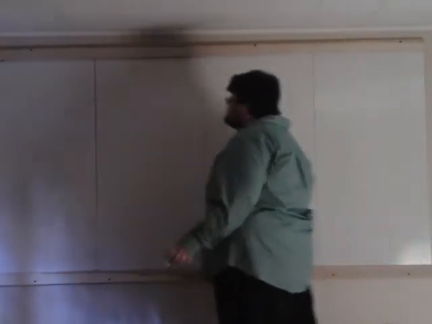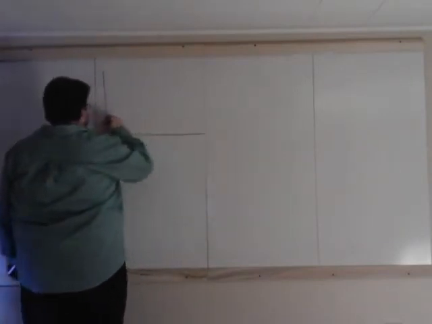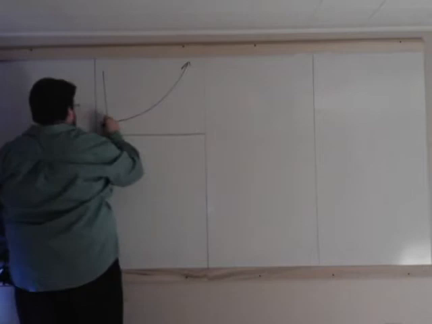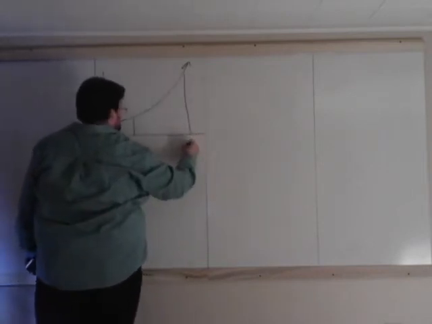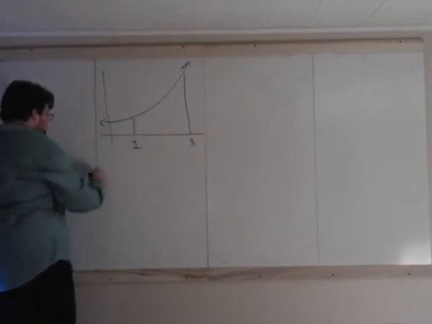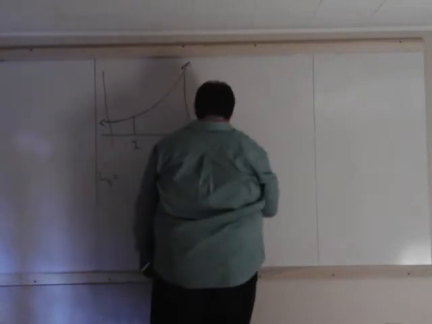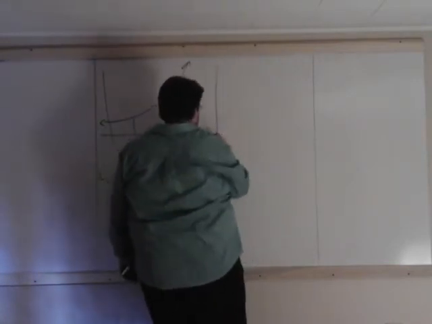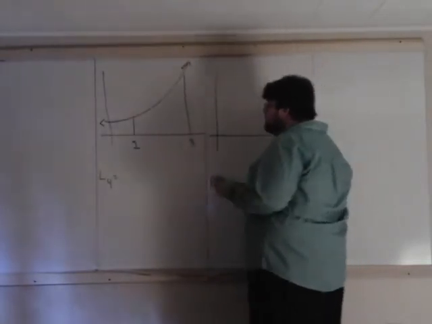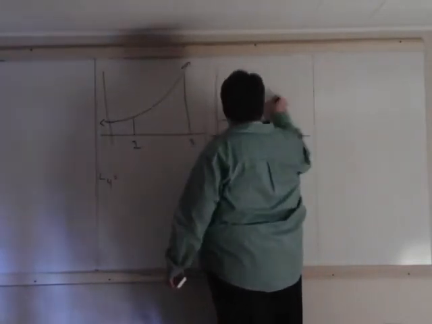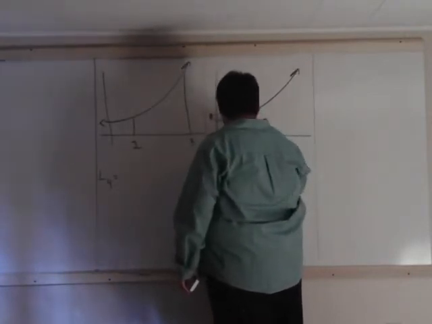So what happens if we use 4 rectangles? We're still on the interval 1 to 3. Over here we'll do L4. Over here we'll do R4. Again, in your work, if you're just asked to do an approximation, all you have to do is one of these two, unless I say to do both. Then you have to do both of them if you want full credit.